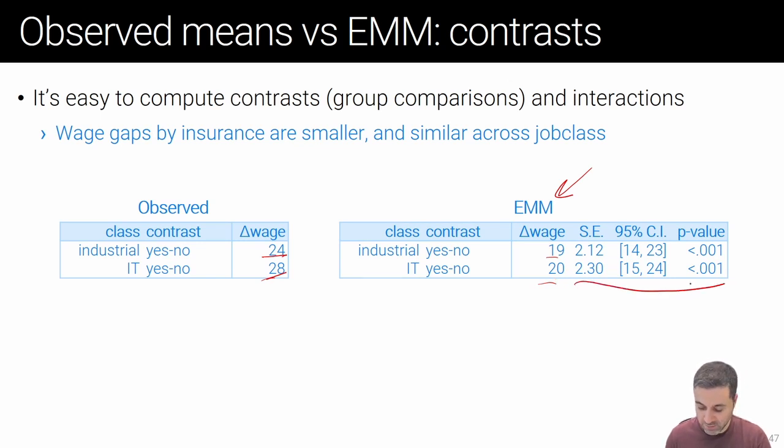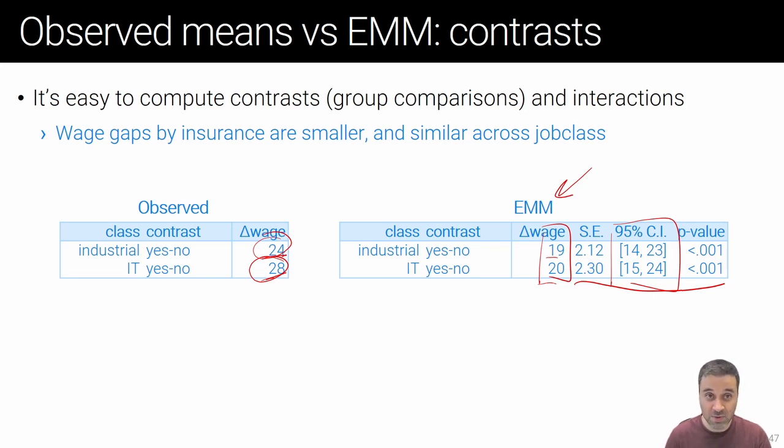And here we have confidence intervals and p-values. Yes, they're different from 0. We have a quite wide confidence interval, if you ask me. But what this is telling us is that the gap between having insurance or not is actually smaller, and it's more similar across job classes. It looked like the difference is larger in IT than in industrial, but it turns out to be basically the same. If you look at the confidence intervals, they're basically the same. So there's no difference between industrial and IT when comparing insurance, yes or no.